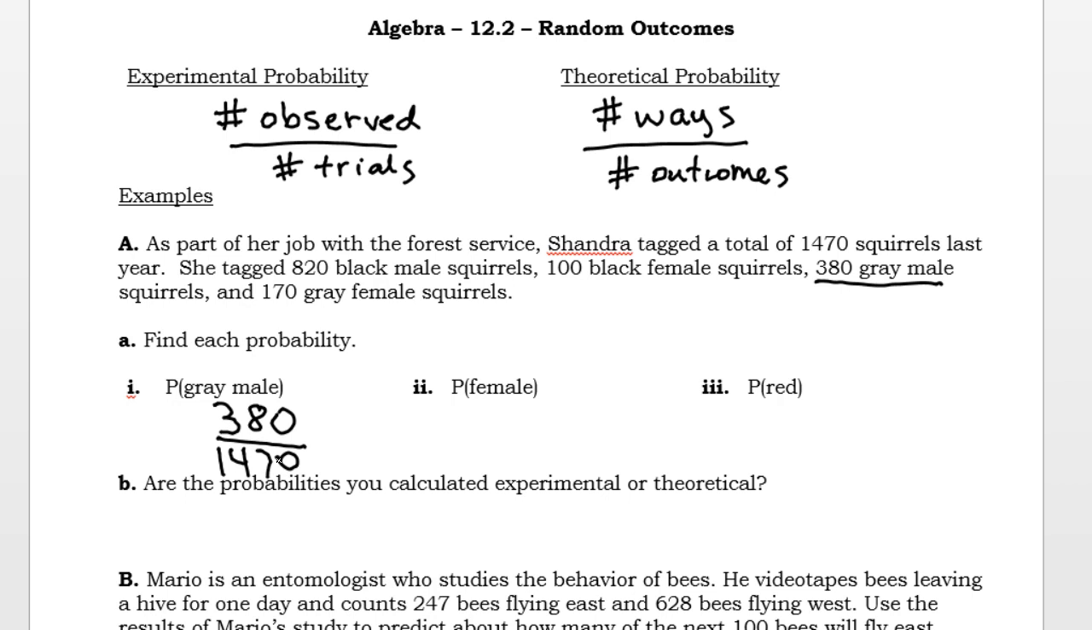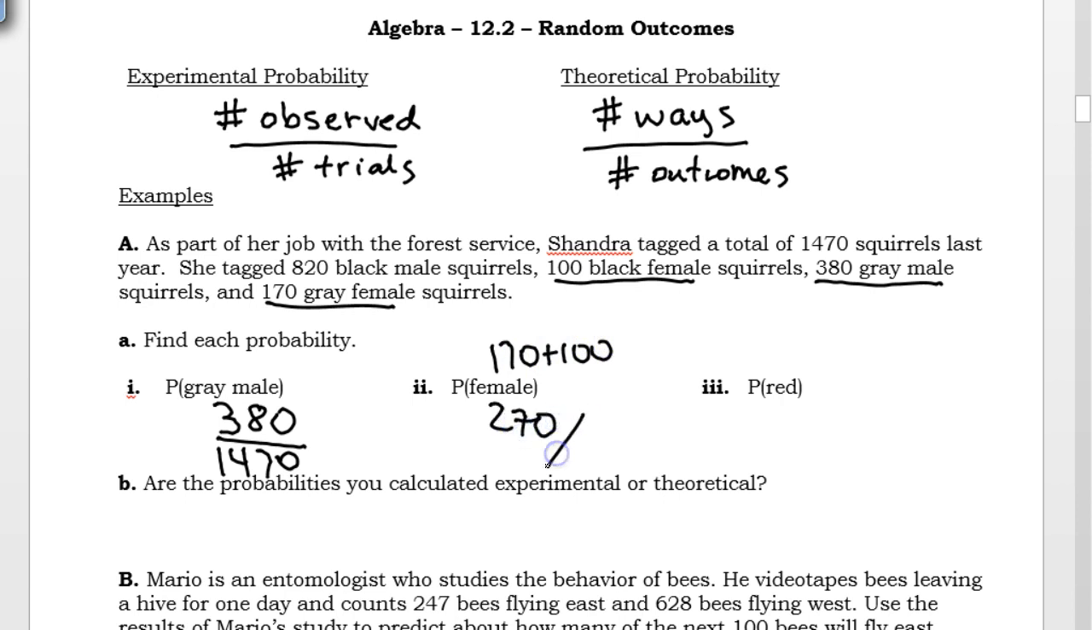The next question says, what's the probability of getting a female? So if I read through this, I see 170 gray females and I see 100 black females. Putting that together means we have 270 females. That's the number of ways to get a female out of 1,470. And the last one says, what's the probability of getting a red? Well, there are 0 red squirrels in this situation, so that would be 0, or 0 out of 1,470.